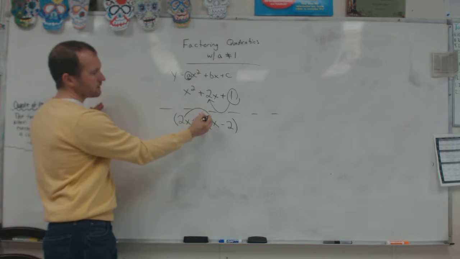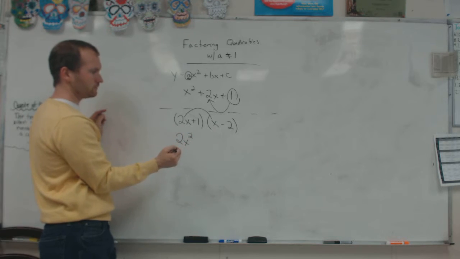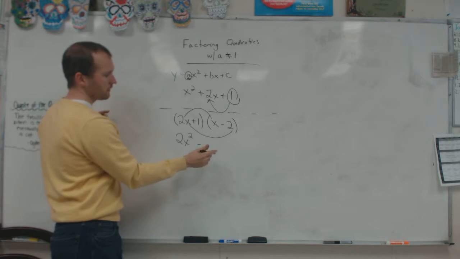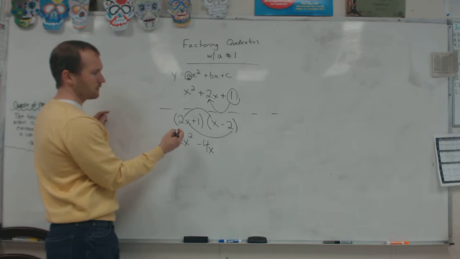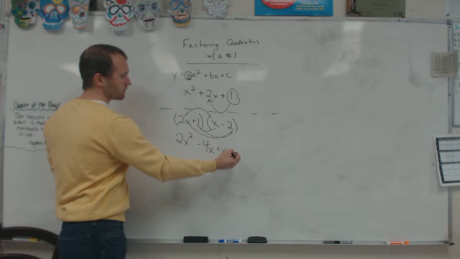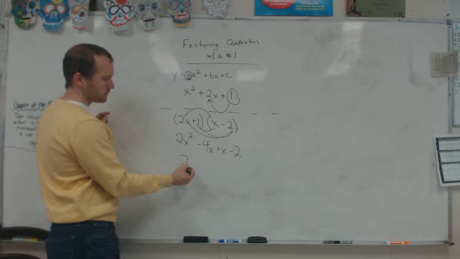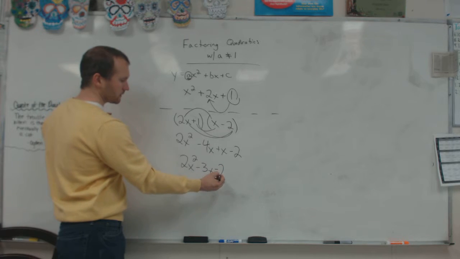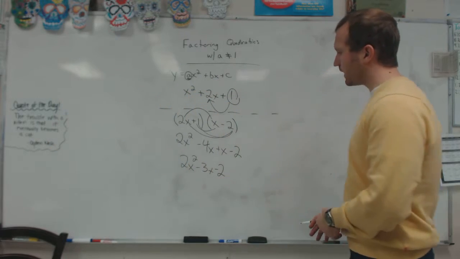We're going to do 2x times x. That's 2x squared. 2x times negative 2 is minus 4x. 1 times x is plus x. And 1 times negative 2 is minus 2. So this would be 2x squared minus 3x minus 2. So here's a nice quadratic.